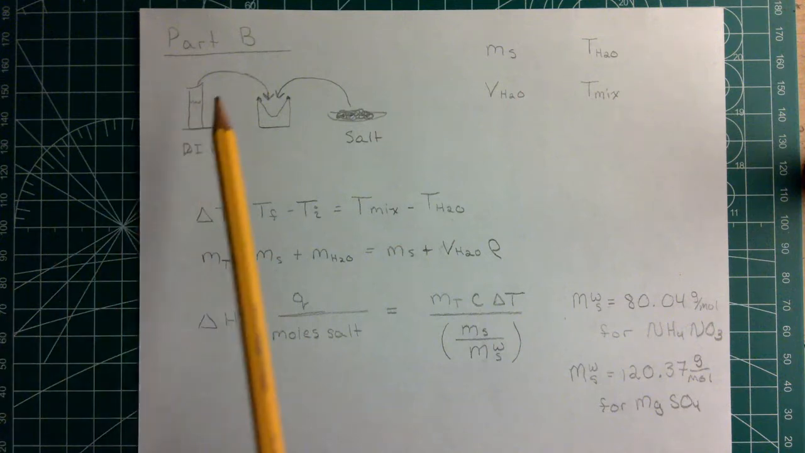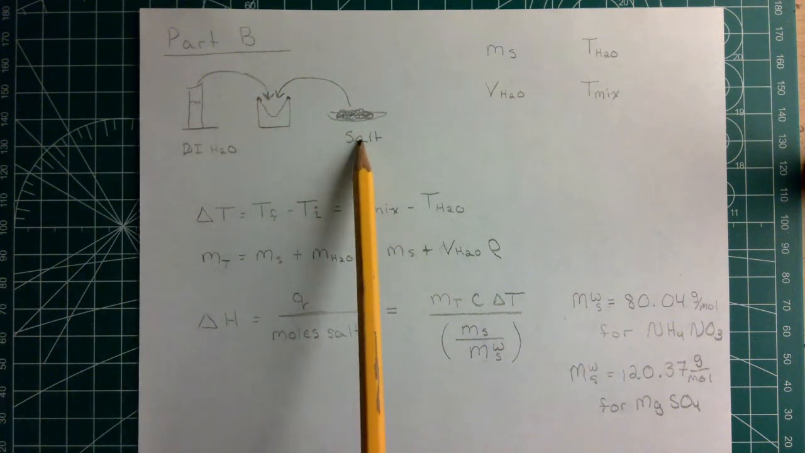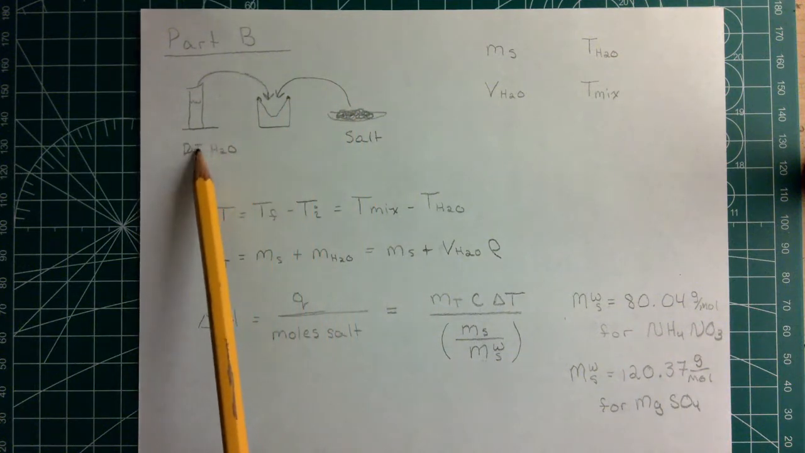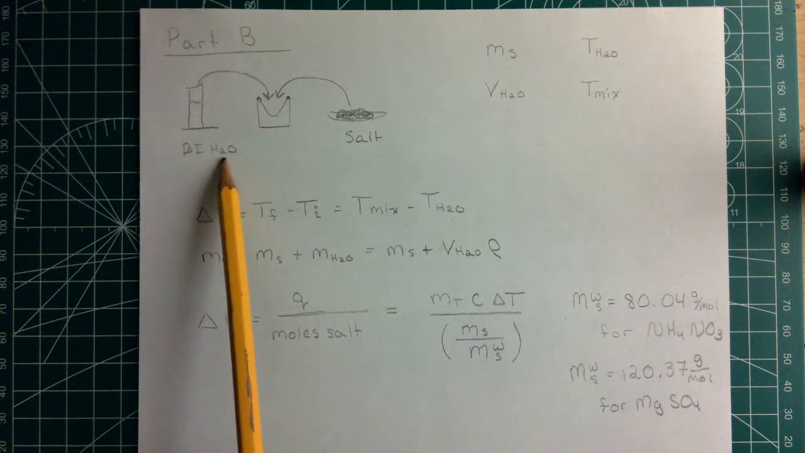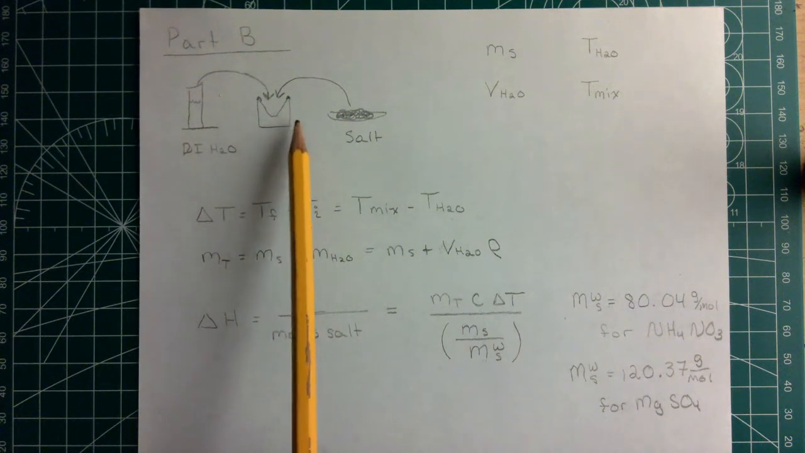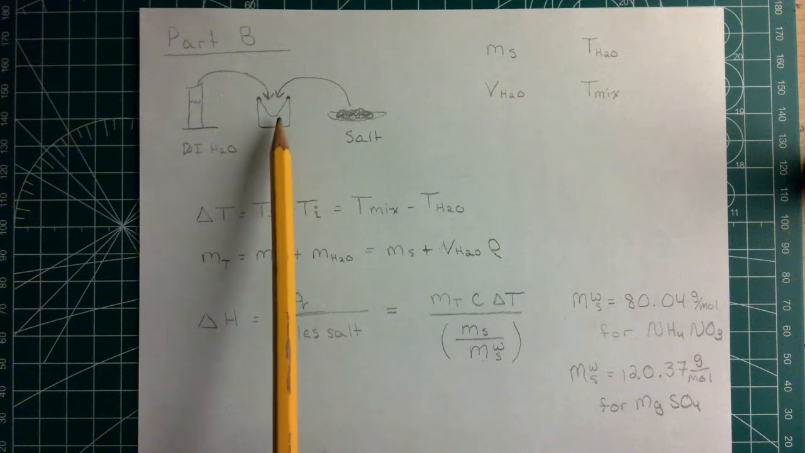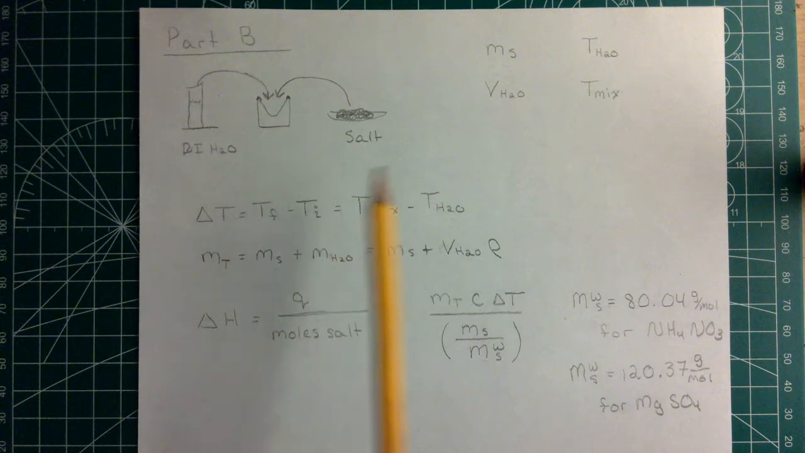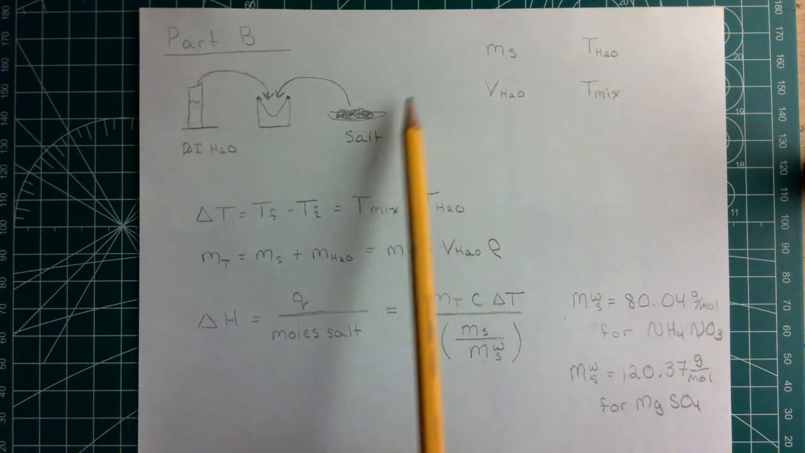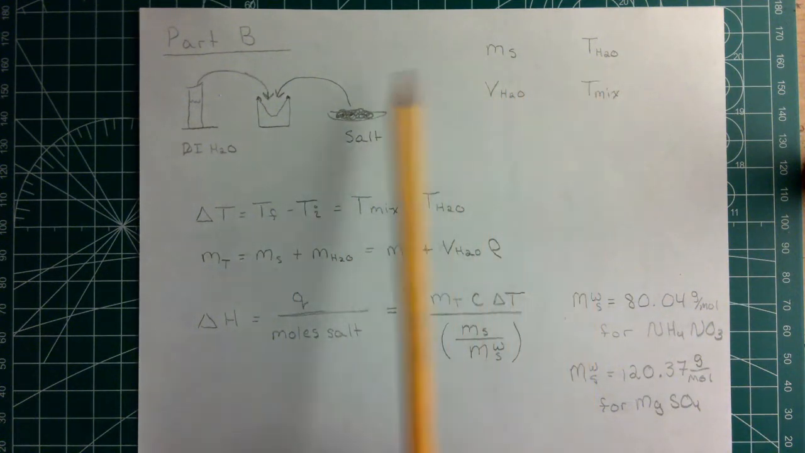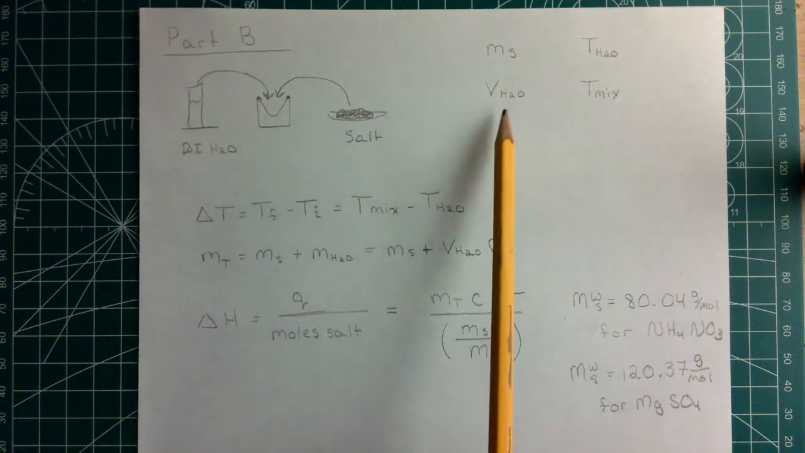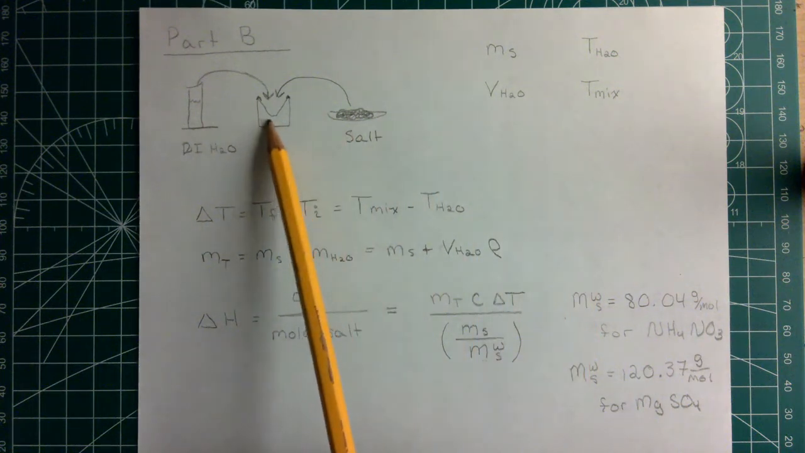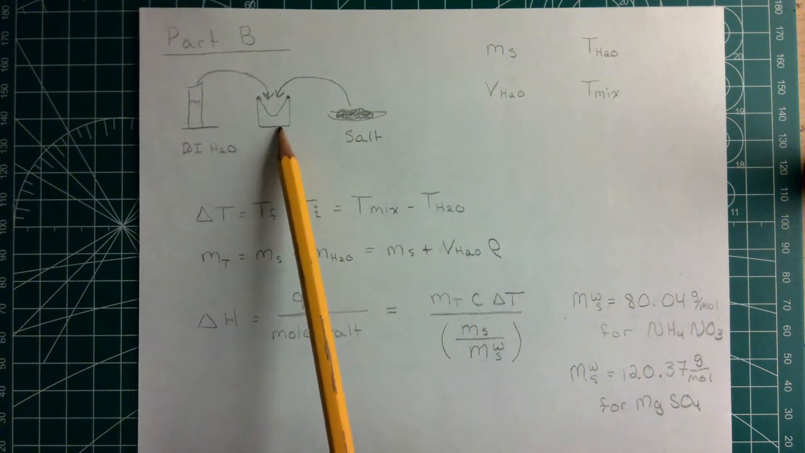Part B is going to be very similar to Part A, only this time we're going to be taking an ionic salt and adding it to the calorimeter, where we're going to be mixing in a certain amount of DI H2O. As the salt dissolves in the water, it's going to cause the temperature inside of the calorimeter to either go up or down. For our provisional data, we're going to be given the mass of the salt, the temperature of the water initially, the volume of water that we're going to be using, and the final temperature of the salt water mix inside of the calorimeter.